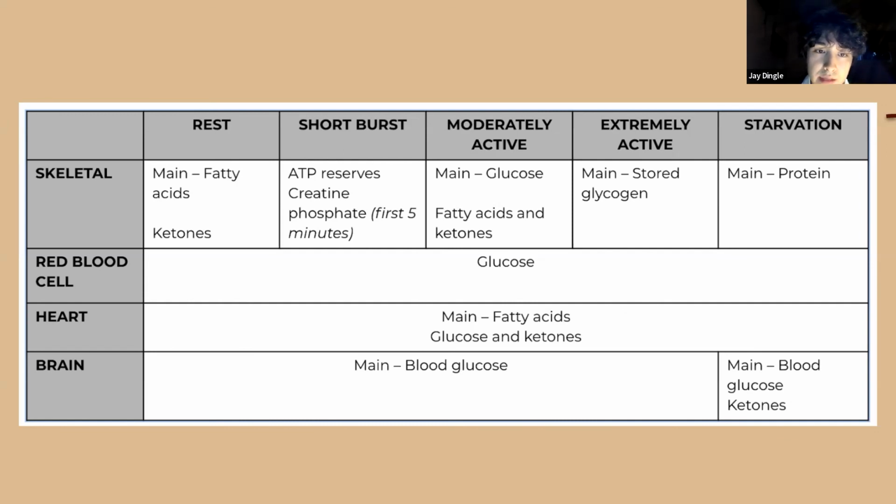And just revising from the last slide, red blood cells will always use glucose. The heart will prioritize fatty acids, then glucose and ketones. The brain will prioritize blood glucose followed by ketones, as these can cross the blood-brain barrier.